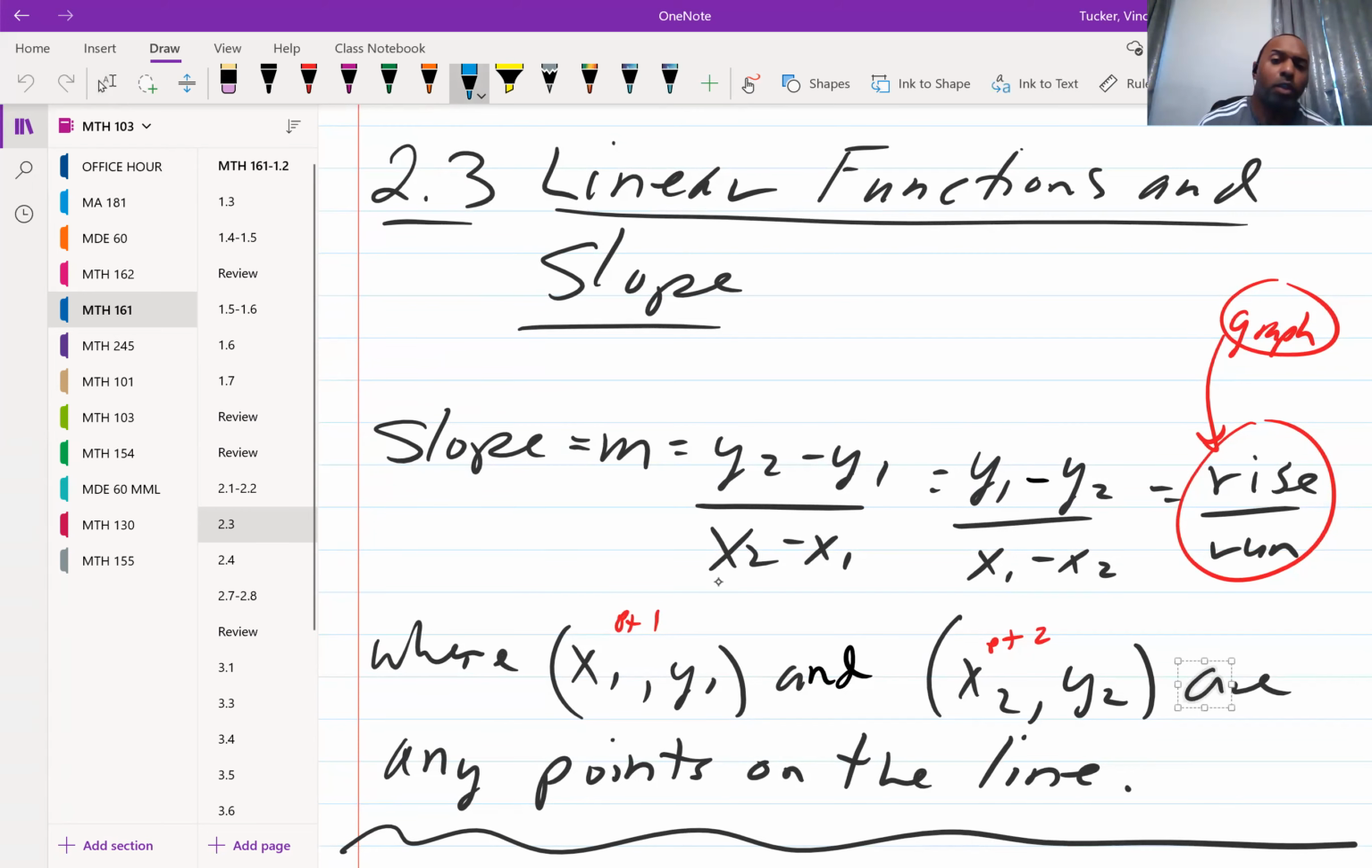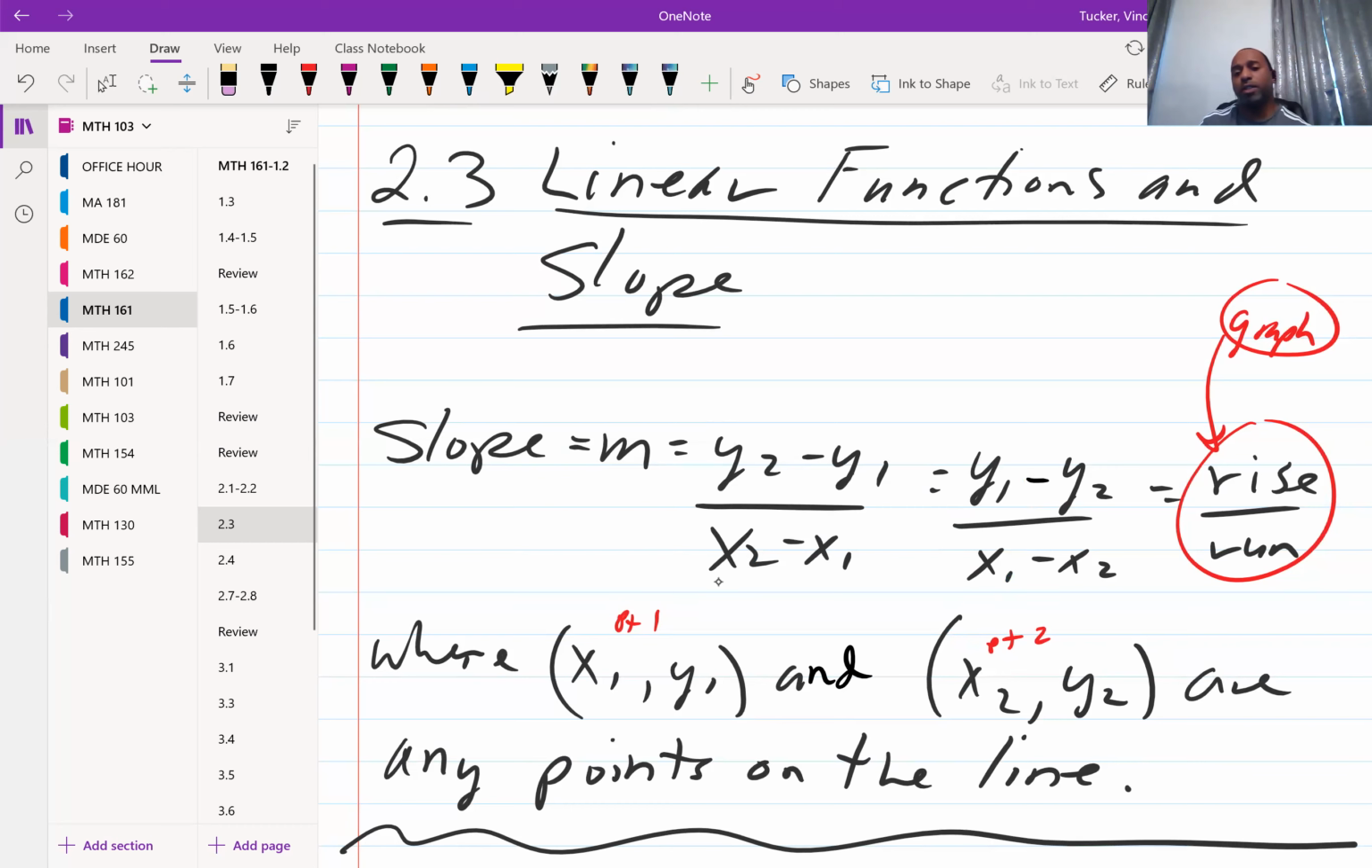So the way we will represent slope is by the letter m. And we'll calculate it by doing y2 minus y1 over x2 minus x1, or we can do y1 minus y2 over x1 minus x2. It doesn't matter which order you do it in, just make sure you stay consistent. What I mean by that is, if you use y2 first up top, make sure you use x2 first down bottom. Or if you use y1 first up top, make sure you use x1 first down bottom.